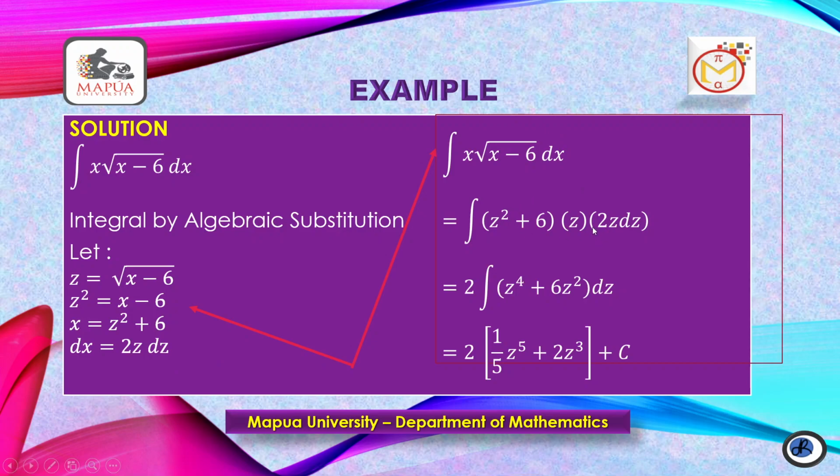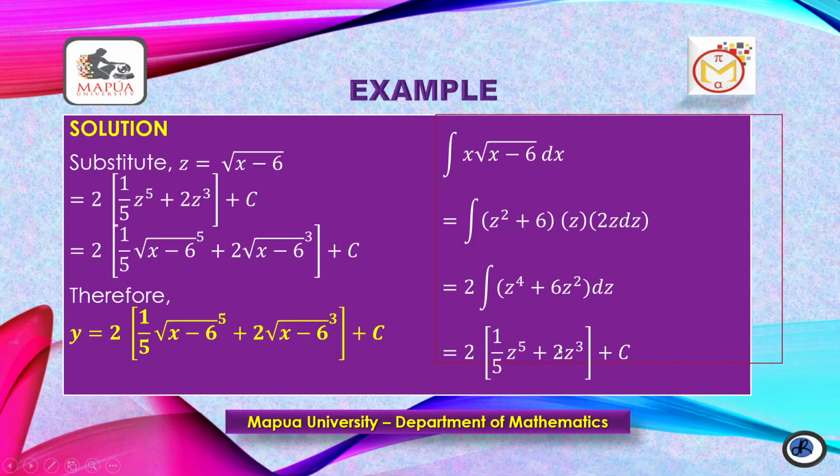And then simplifying by multiplying the z times z squared, multiplied by z squared, so this is z to the 4th, and then multiply by 6, so this is 6z squared. And then we can express the constant as the numerical coefficient here, and then this is integrable now by power integral. Add 1 to the exponent, so this is z to the 5th over 5. Add 1 to the exponent, so this is now z cubed over 3, and 6 divided by 3 is 2. Then the next part is we have to substitute again the value of z here, wherein the z is square root of x minus 6.